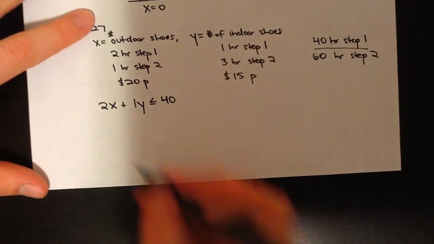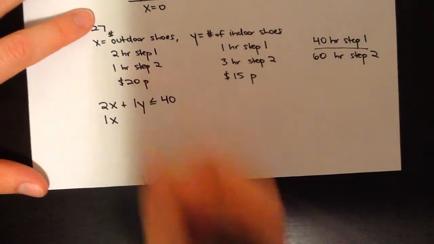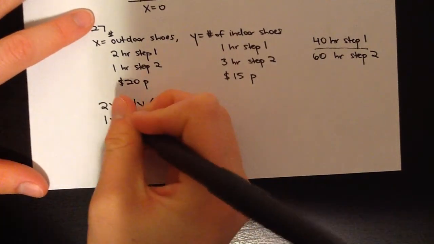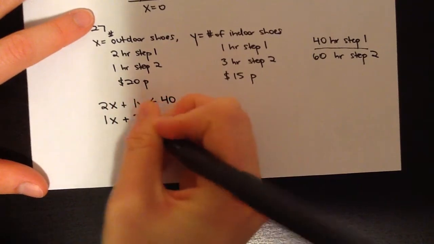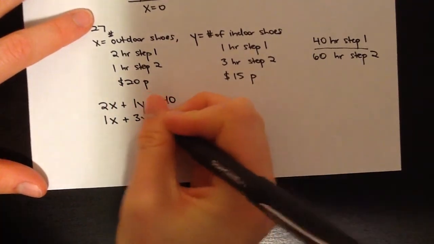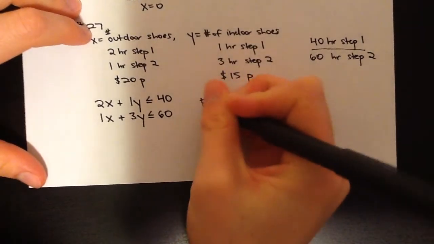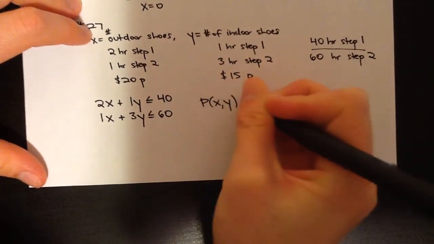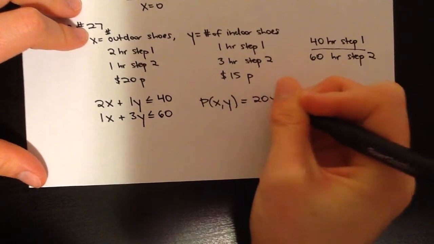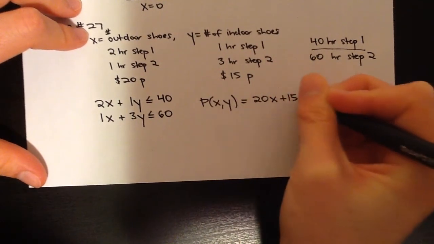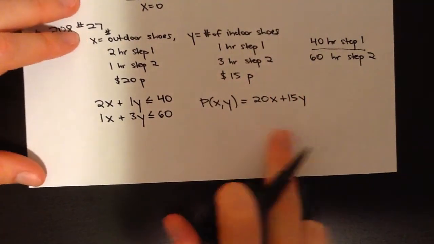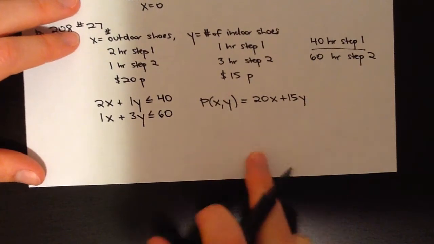And then for step 2, we have 1 hour per pair of outdoor shoes, plus 3 hours per pair of indoor shoes, can come out to be no more than 60 hours. And then the last thing they bring us is the profit. So we're going to have a profit equation. It's going to be an equation of X and Y. We're making $20 per pair of outdoor shoes plus $15 per pair of indoor shoes. So that's going to be the equation that we plug everything into once we find the vertices and everything.